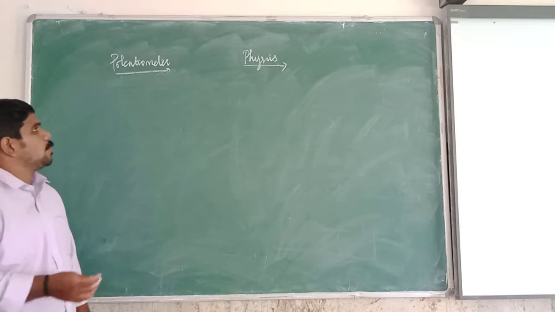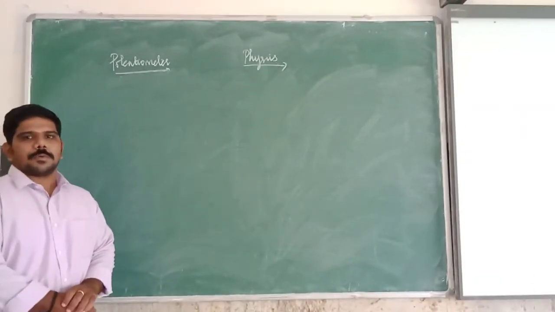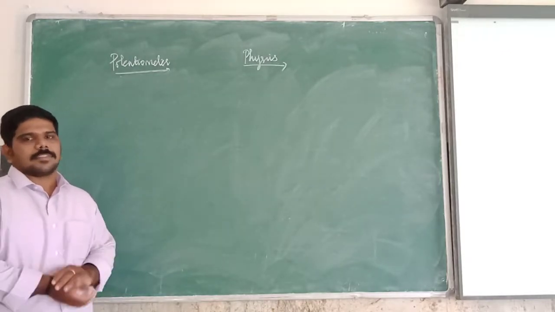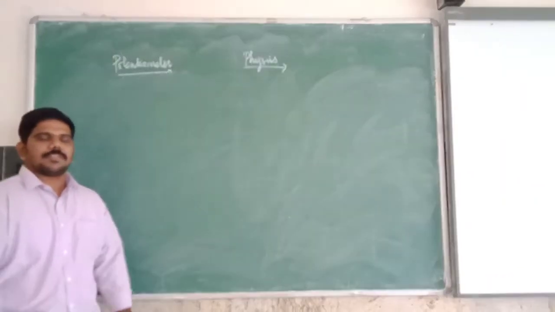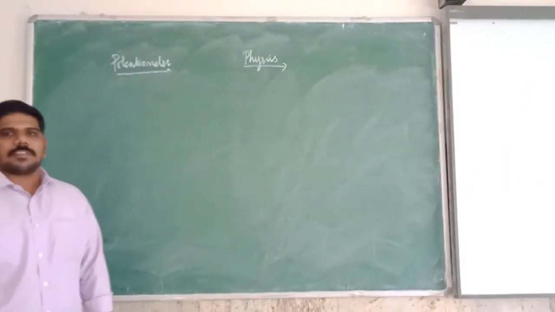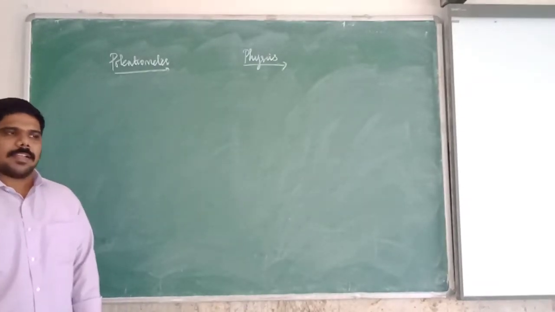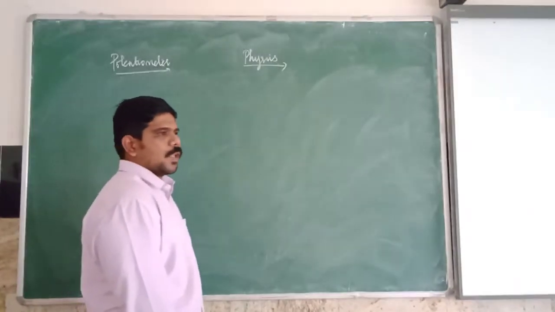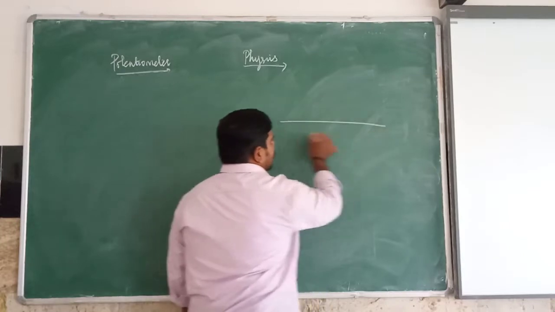So the potentiometer is an instrument. What is that? The potentiometer is an instrument which is used to measure potential difference, current and resistance. It consists of a 10 meter long uniform wire of Constantan or manganese.